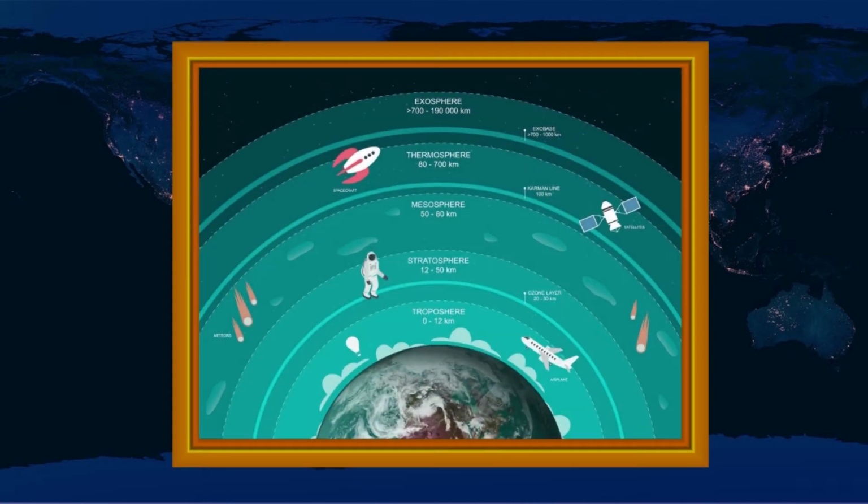Atmosphere. The blanket of air surrounding the Earth is known as atmosphere. It extends up to 1600 kilometers from the Earth's surface. It is very dense near the Earth's surface, and as we go up, it becomes thinner and thinner. The atmosphere is divided into 5 layers depending on composition, temperature, and other properties. These layers are called the troposphere, the stratosphere, the mesosphere, the thermosphere, and the exosphere.